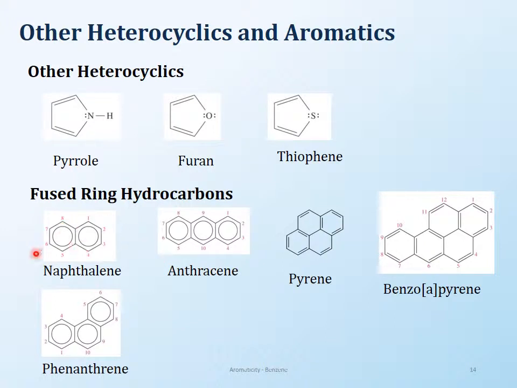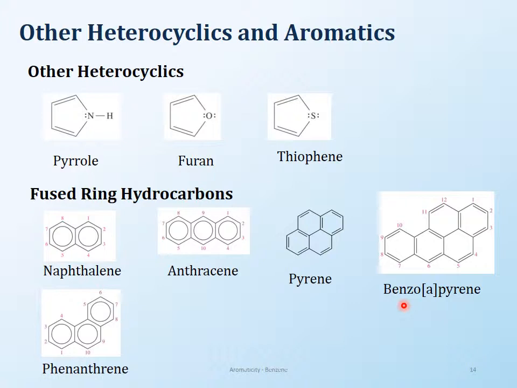Naphthalene is only one kind because you only have two benzene rings, but when you have three benzene rings, anthracene and phenanthrene, these are both constitutional isomers. With the benzpyrenes, there are many possibilities because now you have five rings, so it'll give you many constitutional isomers. So these are some other compounds which are automatically aromatic.